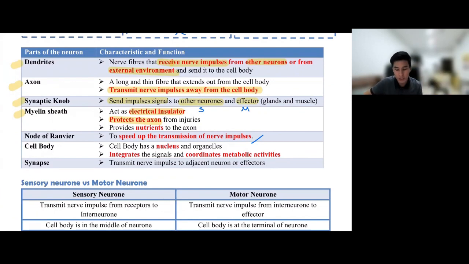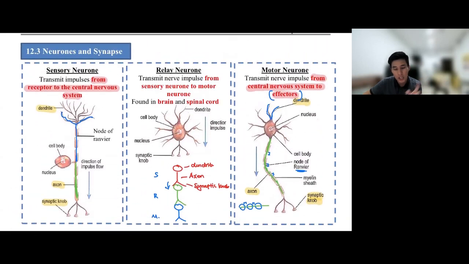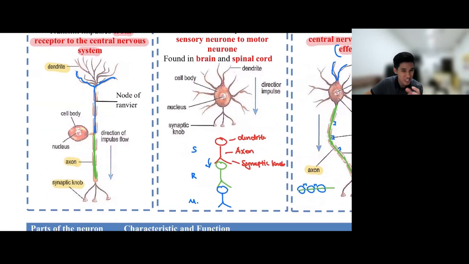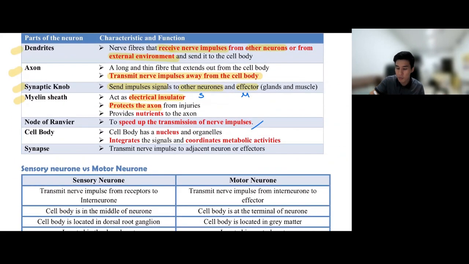Okay, cell body. I'm only going to talk about cell body. Neurons are actually nerve cells. Nerve cells need to have a nucleus. So the nucleus is located at the cell body, the body of the cell. You cannot say body cell lah. Body cell is your body's cell. This is the nerve cell's body. That's why it's called cell body. Okay, so here is where the nucleus is. The brain of the cell is located here. Since this is the brain of the cell, it can integrate nerve impulse.